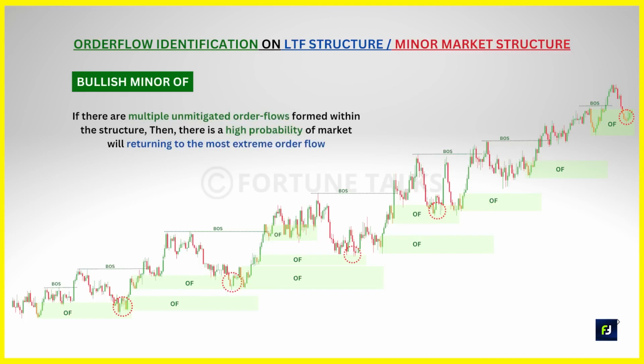An important point to note is that if there are multiple unmitigated order flows formed within a major structure, then there is a high probability that the market will return back to the most extreme order flow while failing all other order flow areas. Or in other words, the extreme order flow zones have a higher probability of providing us with a successful trading opportunity.